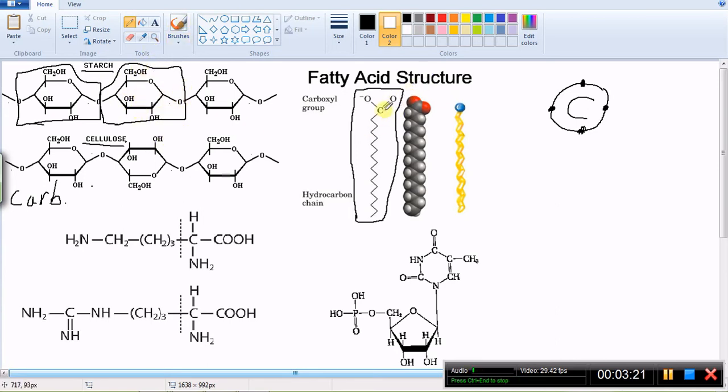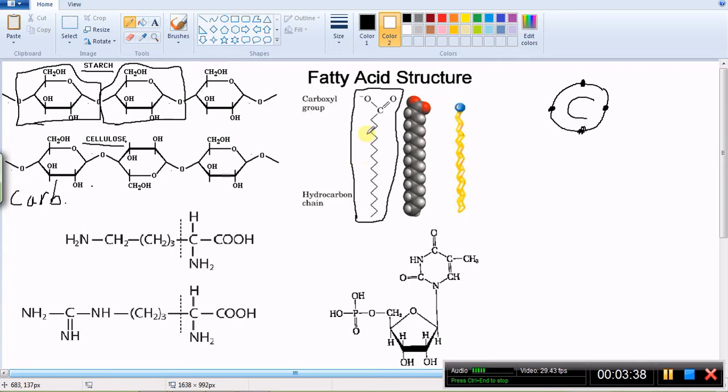Fatty acids. This is what a fatty acid looks like. And when multiple fatty acids bond together, they make lipids. And lipid is just another word for fat. When we think of fat, we're thinking of lipids.